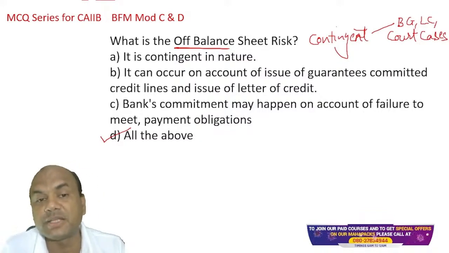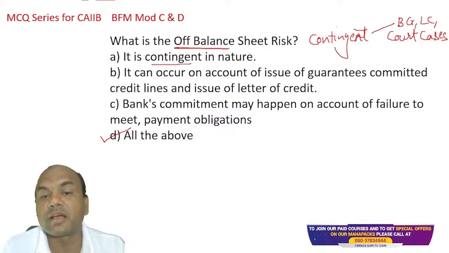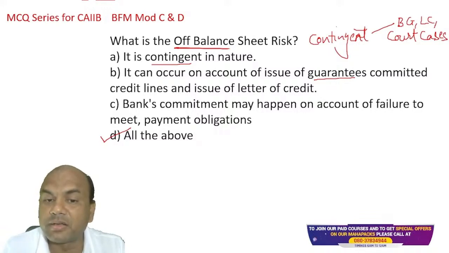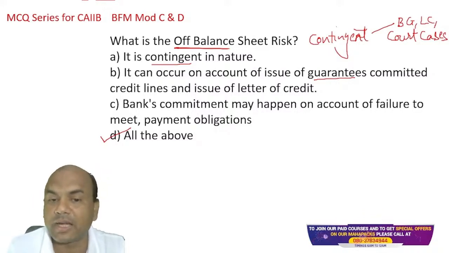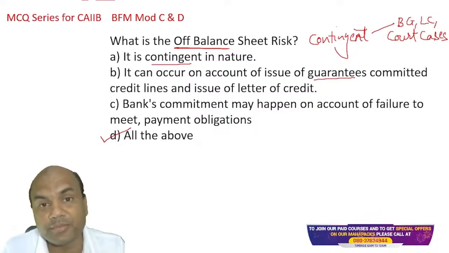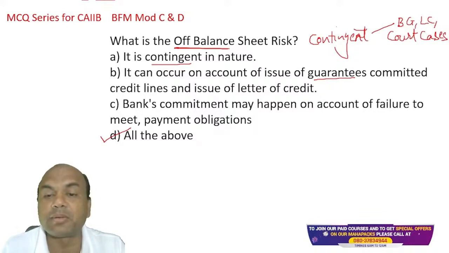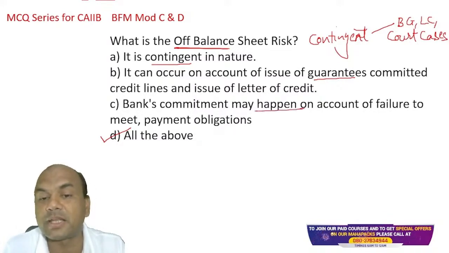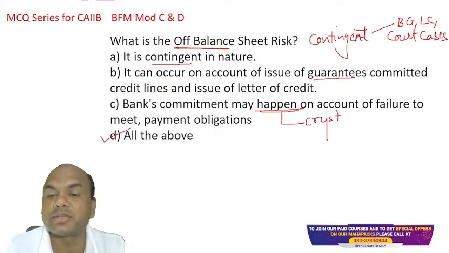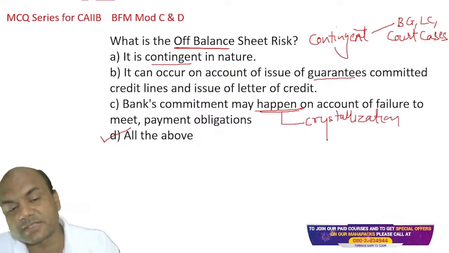So off balance sheet risk means contingent in nature, can occur on issue of guarantees, and the bank's commitment may happen on account of failure to meet the payment obligations by that party. What do you mean by this third party? Suppose my bank is giving the guarantee and the other party does not perform, then my bank will have to pay, isn't it? So that's known as the bank's commitment may happen. May happen means crystallization. When the risk which you have just given in words comes for payment, that is known as crystallization. So the answer is A, D.